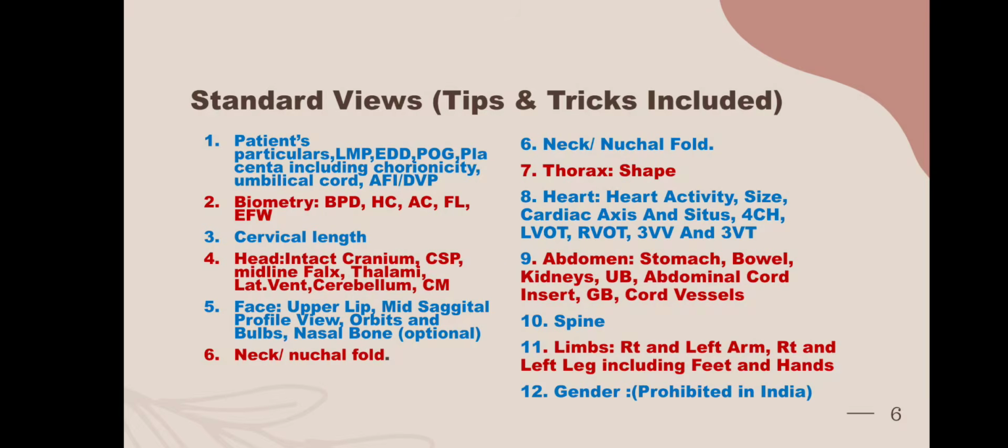Patient's particulars: LMP, EDD, POG, placenta, liquor, chorionicity, etc. The next step is fetal biometry. Measure biparietal diameter, head circumference, abdominal circumference, femur length. Next comes cervical length assessment whenever clinically indicated, better by TVS.